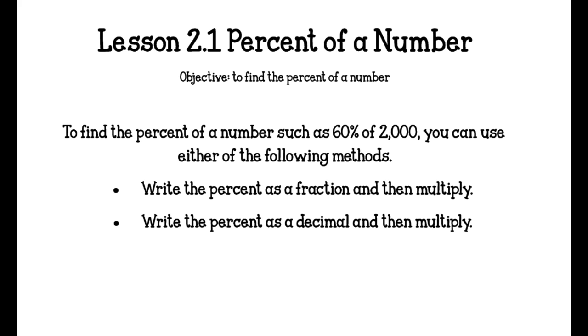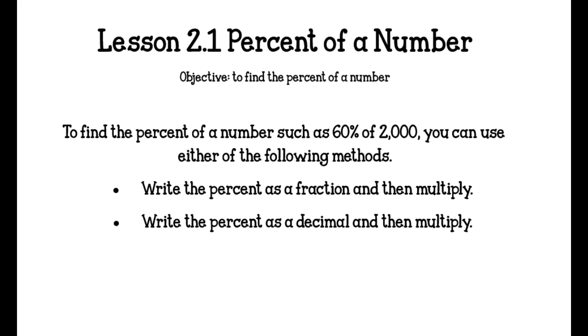You can write the percent as a fraction and then multiply, or you can write the percent as a decimal and then multiply. I personally would suggest a decimal just because I think it makes everything easier as you write it out. And typically, seventh graders work better with decimals than they do with fractions. But whatever you prefer is what you can choose to do here.